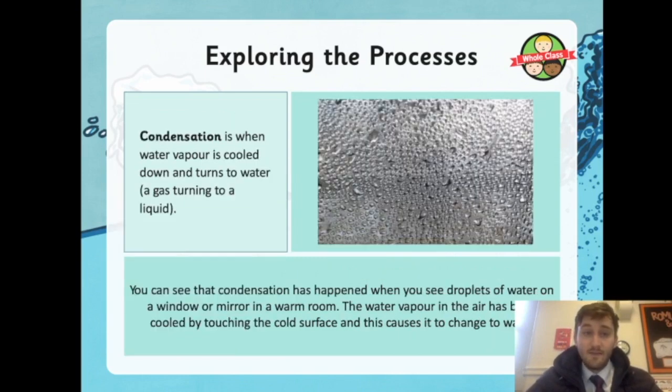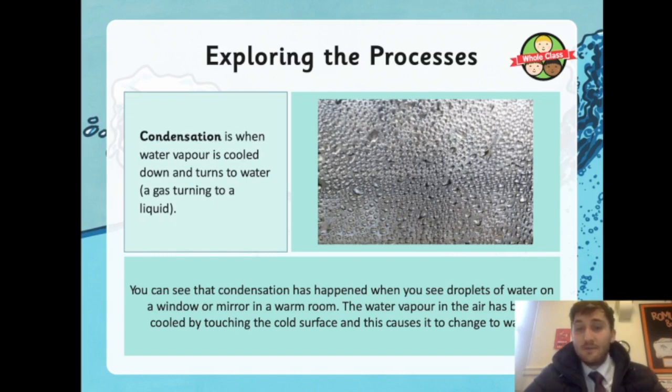And then after that we've got condensation. So this is almost the opposite, but this is when water vapour is cooled down and turns to water, a gas turning into a liquid. And you can see that condensation has happened when you see droplets of water on a window or a mirror in a warm room. And the water vapour in the air has been cooled by touching the cold surface, and this causes it to change to water.